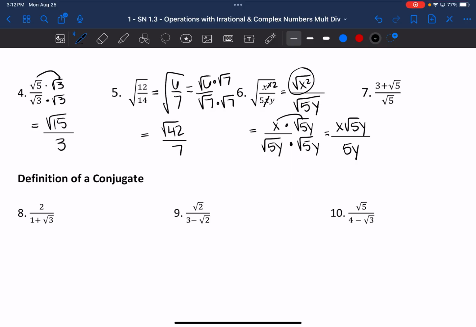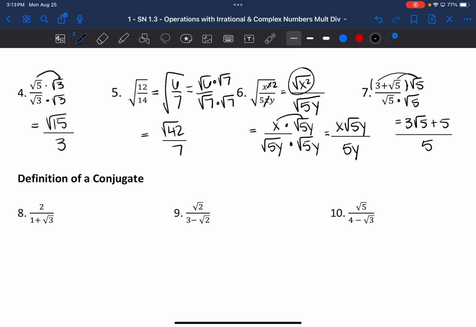For number 7, this one also cannot be simplified, so I'm simply going to rationalize the denominator. But remember, that means we're multiplying everything in the numerator by square root of 5. So 3 times square root of 5 would be 3 square root of 5 plus square root of 5 times square root of 5 is just 5 over square root of 5 times square root of 5, which again is just 5.